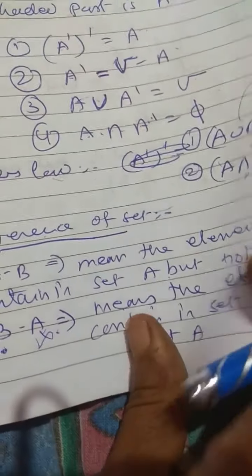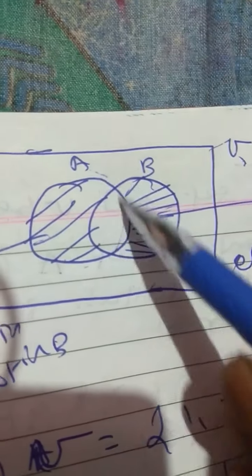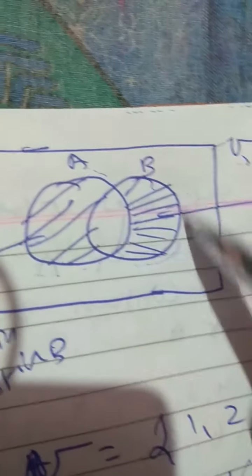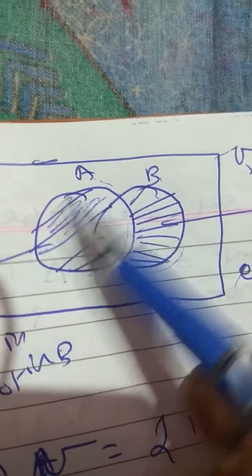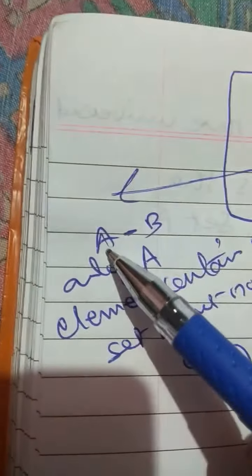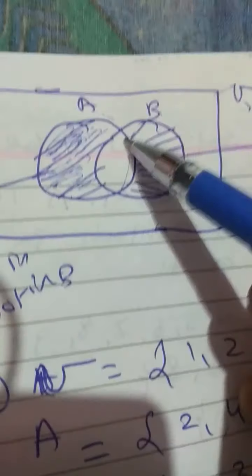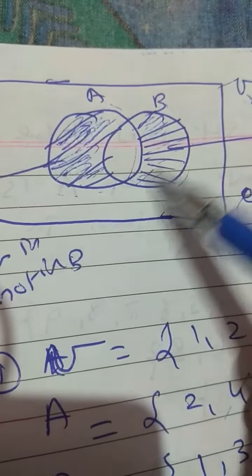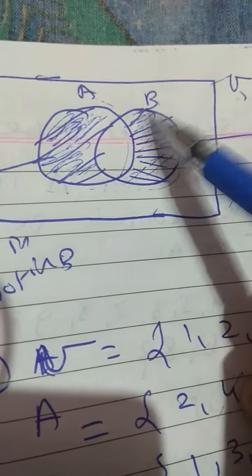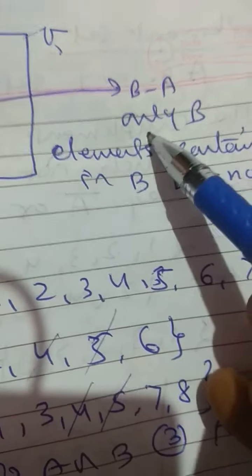How can we represent it in the Venn diagram? So if we have that universal set U, that is set A, that is set B. The part which is only in A but not in B is called A minus B. It means only the elements contained in set A but not in set B. That is the part which is contained only in B, not in A. That part is called B minus A. Only B.